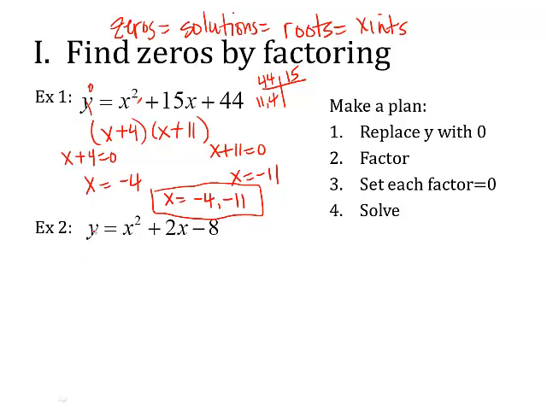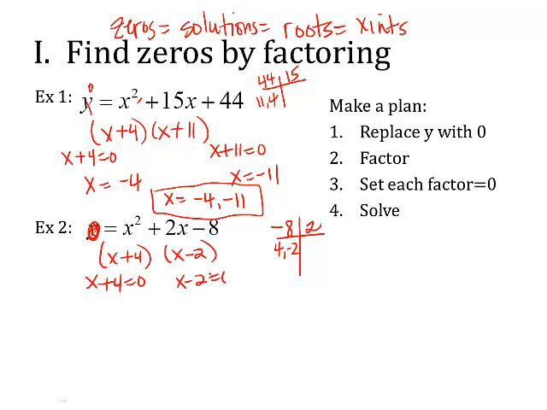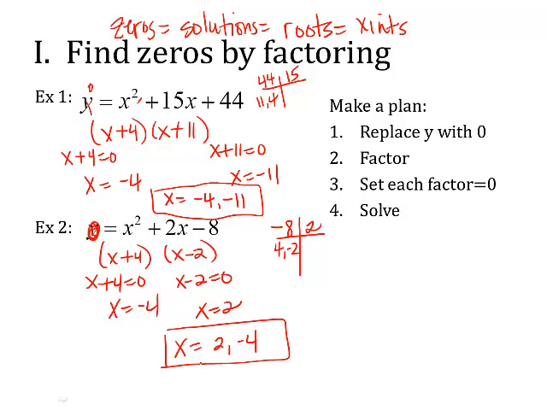Let's try another one. Replace the y with a 0, and then I'm going to factor it. What two numbers multiply to give me negative 8 but add to give me a positive 2? Well, a positive 4 and a negative 2. So I'm going to do x plus 4, x minus 2. I've factored it. I'm going to set each factor equal to 0. So x is negative 4, x is 2. So my answer is 2, negative 4.